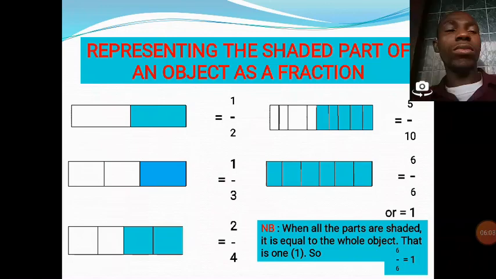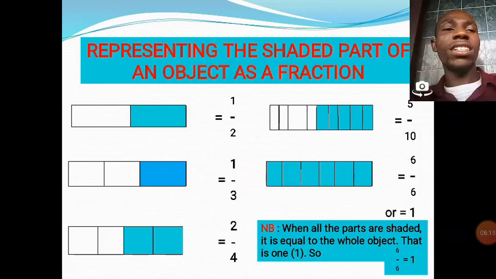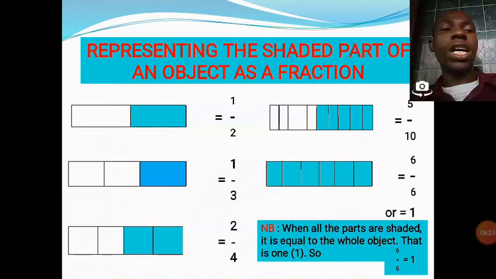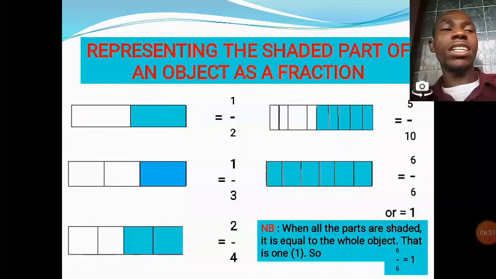The third example, we have an object divided into 4 equal parts. 2 are shaded out of the 4 equal parts, and so we write it and we read it as 2 on 4 or 2 out of 4. That means 2 parts of the 4 equal parts are being taken out, and so we have 2 out of 4.